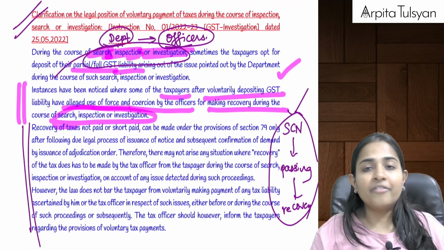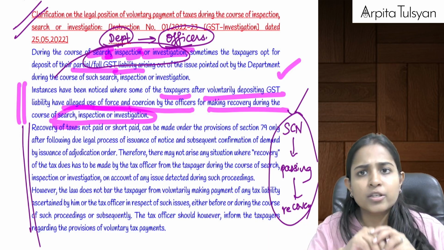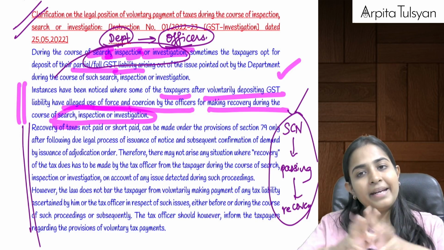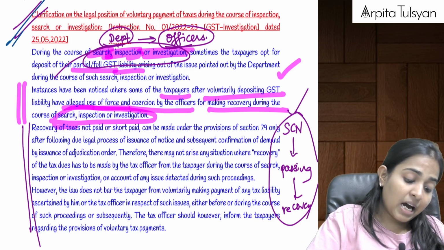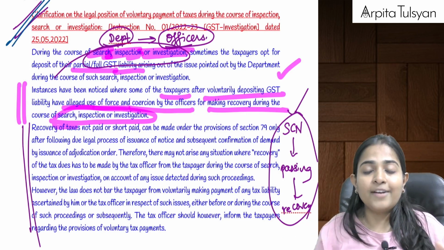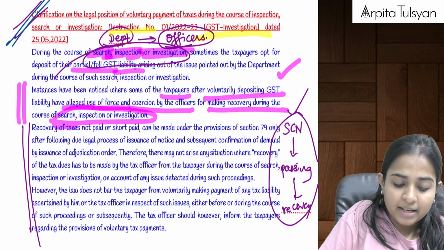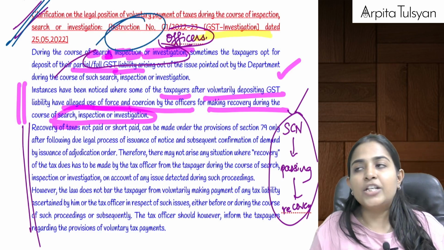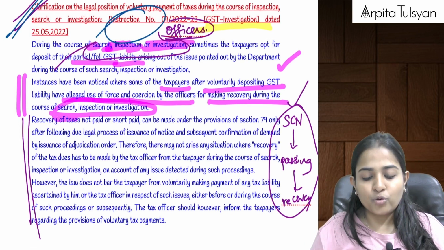Now this recovery can be done by the CGST officer also, or by the SGST officer also, it doesn't matter. The entire amount will be equally collected for CGST and SGST. Then another one was an instruction. Can you see this? This was an instruction issued by the department to the GST authorities. What instruction was issued to the GST authorities?